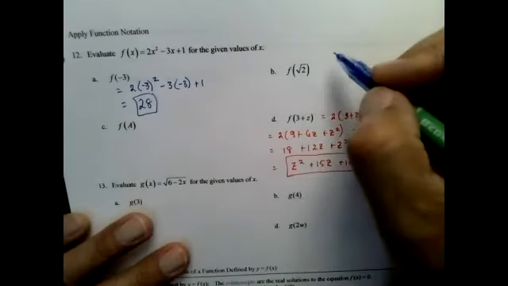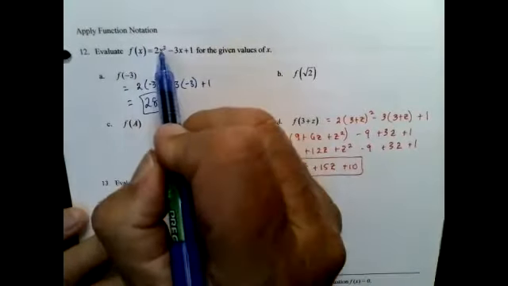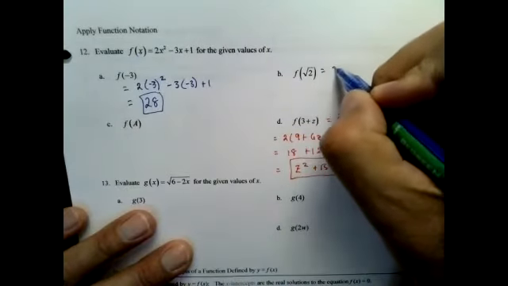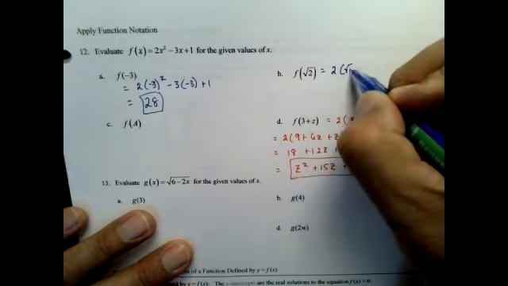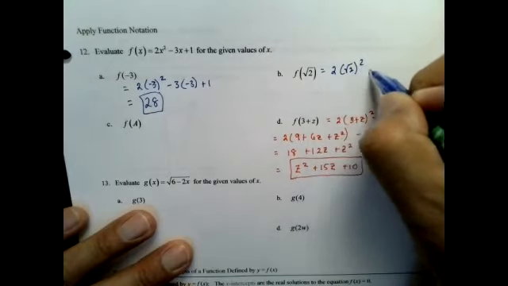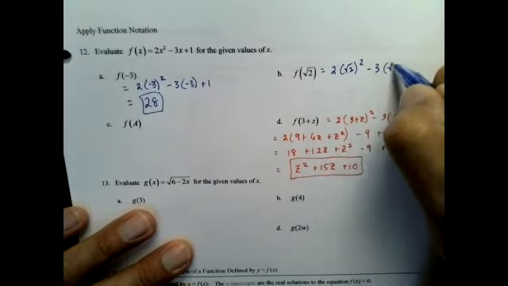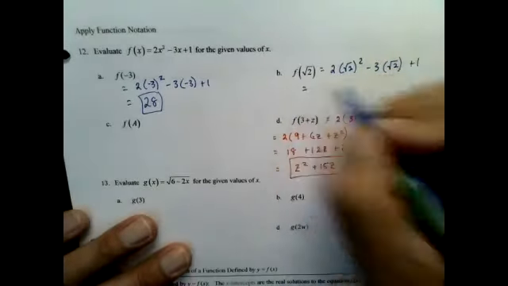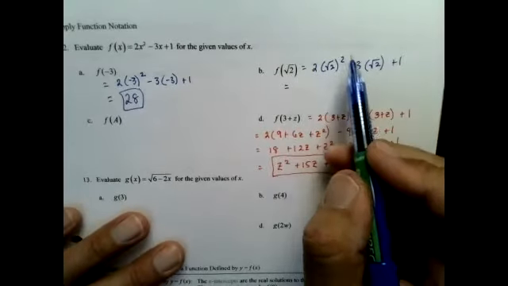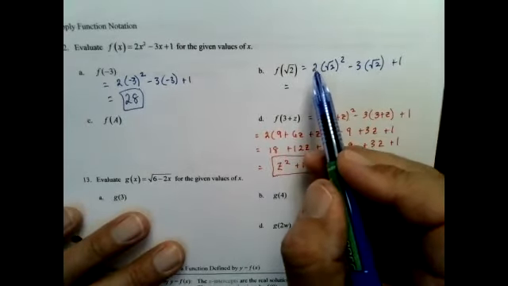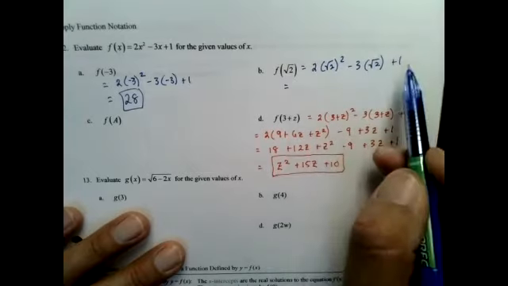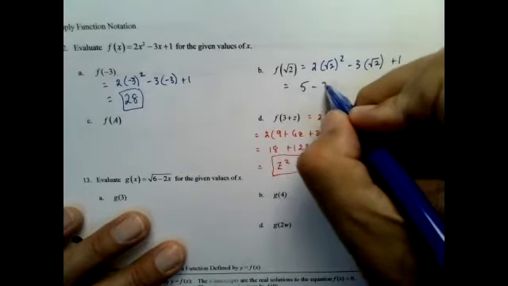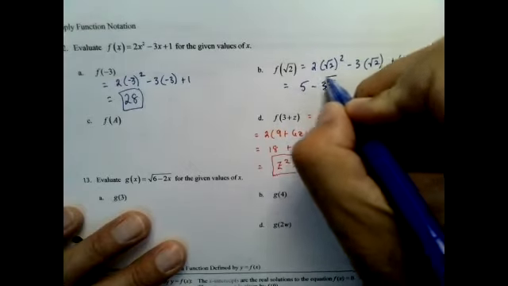The next one, wherever there's an x, I'm replacing it with square root of 2. So this is going to equal 2 times the square root of 2 squared minus 3 times the square root of 2 plus 1. Square root of 2 squared is 2 times 2 is 4. Looks like I'm going to have a plus 1. So that's going to become 5 minus 3 square root of 2.